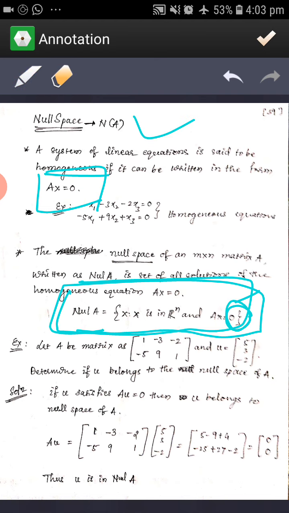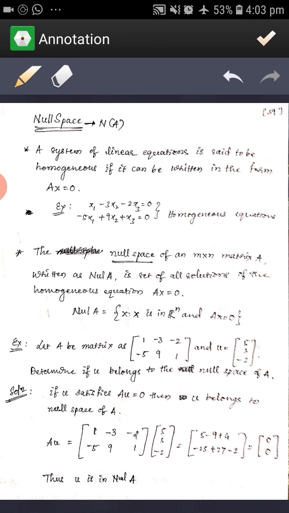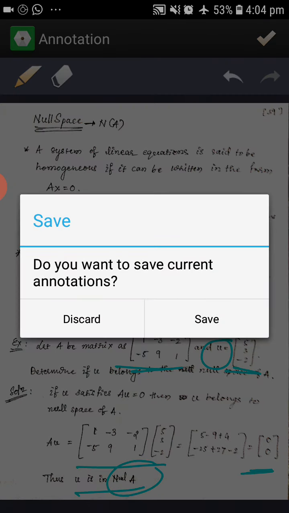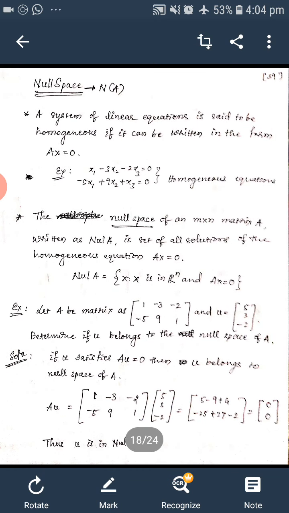Okay, so similarly, it's not Ax equal to B, it should be B equal to 0. So here this is the A matrix and this is U, so U is taken as X. If we multiply both, we are getting 0. Then we say U is in null A, which means U is in the null space.